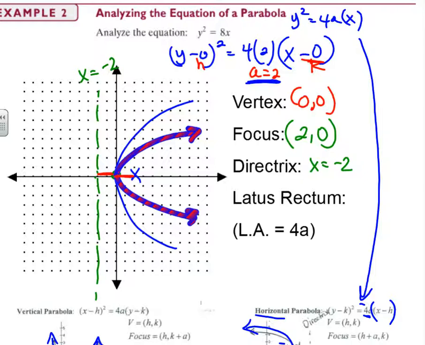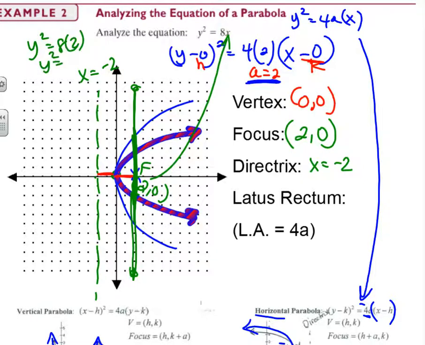And the last thing, that lattice rectum is going to help me just determine how wide or how narrow the parabola is. So I'm going to let x be 2, because I know this is the focus, which is 2, 0. So I know somewhere along here the parabola points, maybe they're up here and down here, I don't know. So let's plug this 2 into the formula and get what? y squared equals 8 times 2, so y squared is 16, so y is plus or minus 4.